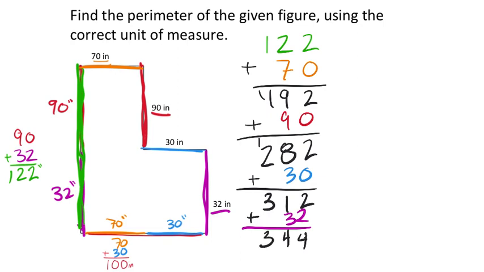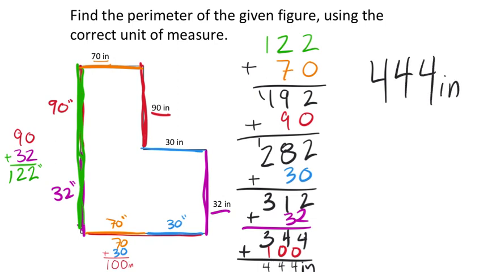And then we'll add the last side length, that 100 that we found in red, which should go all the way around the shape. So 4 plus 0 is 4. 4 plus 0 is 4. And 3 plus 1 is 4. That turns out very nice in inches. So our final answer for the perimeter, 444 inches. And again, please do label that.